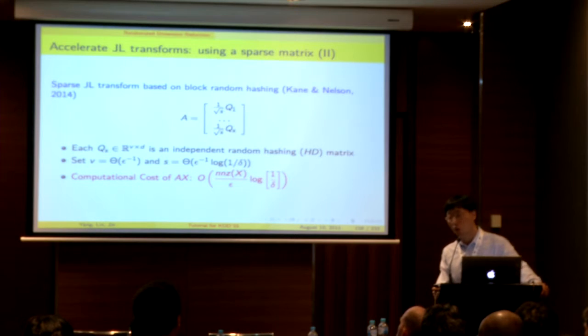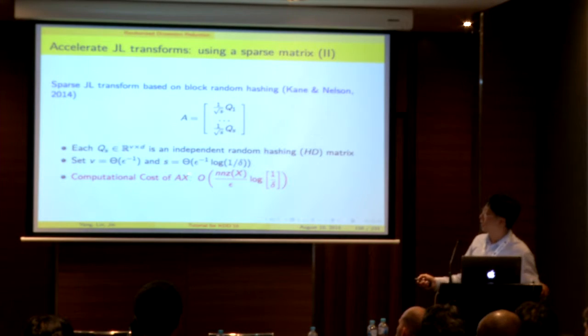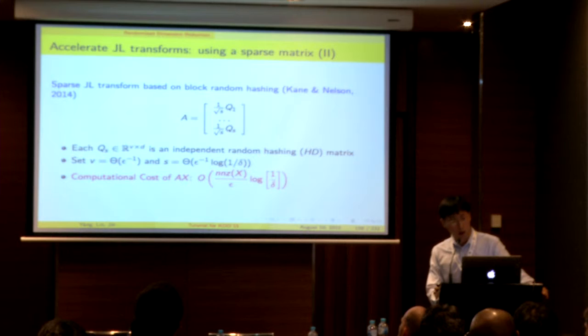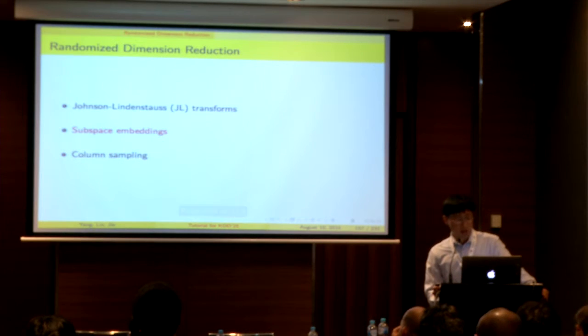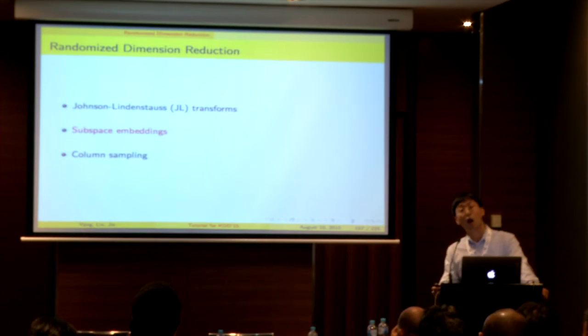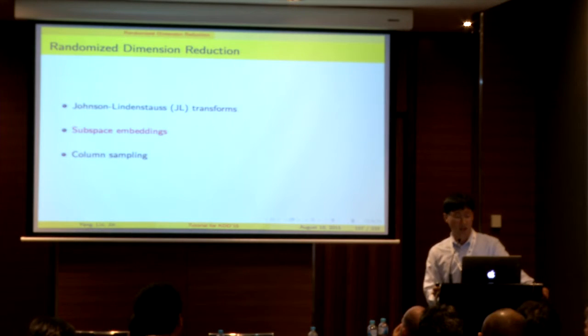And the computational cost of applying this A to a data matrix is the number of non-zero entries in X divided by epsilon times the log term. So compared to the Gaussian random projection, it is much more efficient, and compared to the randomized Harmonic transform, it is also very efficient when the data matrix is very sparse. Okay, so that's the Johnson-Lindenstrauss transform that can help us to reduce the size of the data matrix.